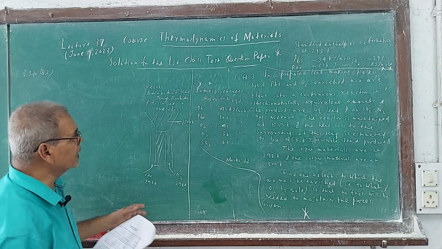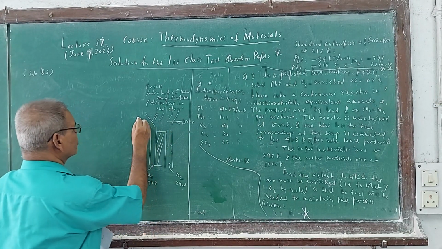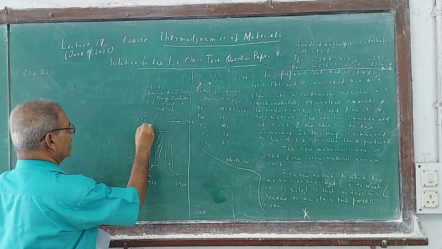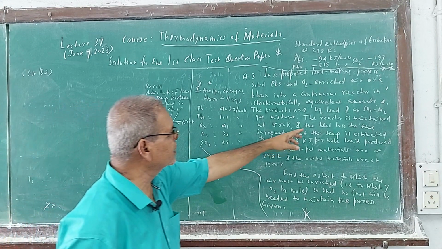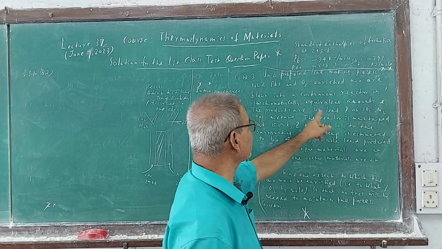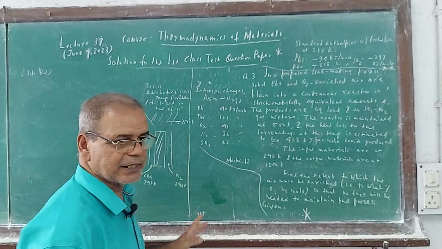Let us see. They are entering at 298. What is the product here? You recall CO2 plus CO2 and H2O. Just balance. This product is what? SO2, NO2 gas plus liquid lead. We write that reaction. You can write the reaction here.